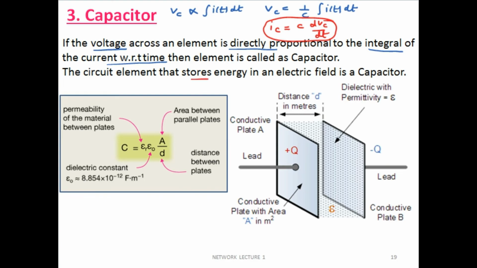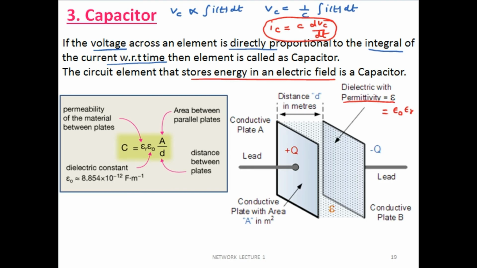Now the capacitor stores energy in the form of an electric field. A capacitor has two plates, one having positive charge plus q and another having negative charge minus q. The two plates are separated by a dielectric having permittivity epsilon, where epsilon equals epsilon naught into epsilon r. Epsilon naught is the absolute permittivity, 8.854 into 10 to the power minus 12 farad per meter, a fixed value, and epsilon r is the relative permittivity, which is material dependent.